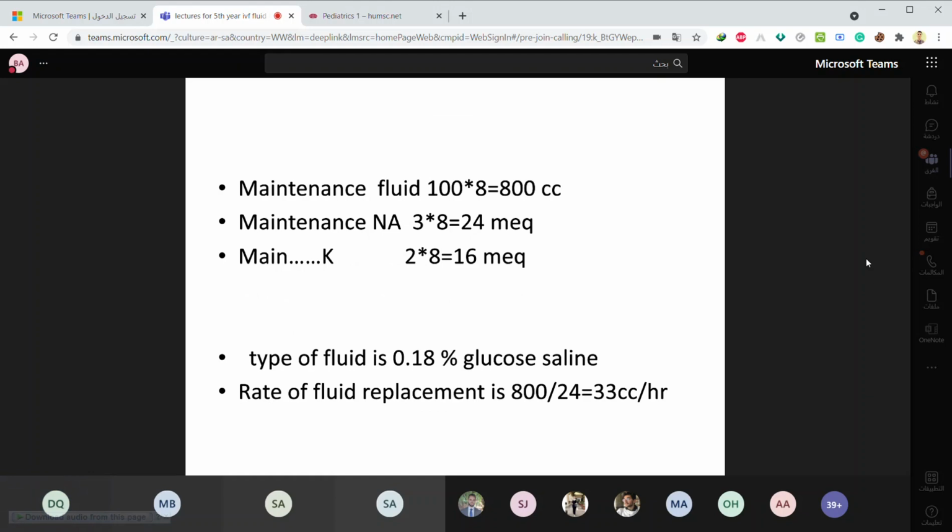So maintenance fluid 100 per kg, 800 cc. Maintenance sodium 3 multiplied by 8, 24 milliequivalent. Maintenance potassium 2 per 8 equals 16 milliequivalent. Type of IV fluid: 0.18 glucose saline. How did we get the 0.18 percentage? Does anyone have an idea?